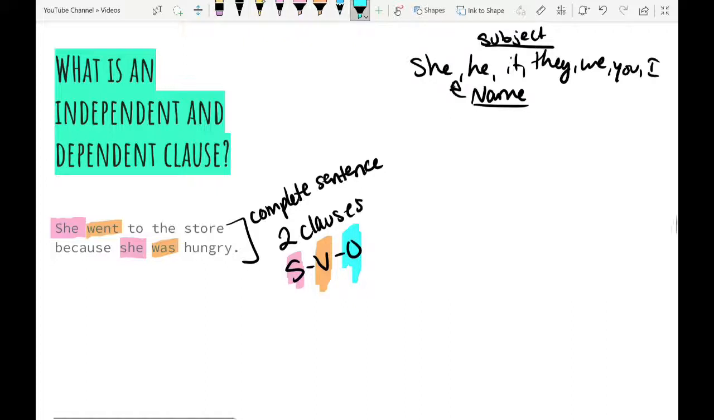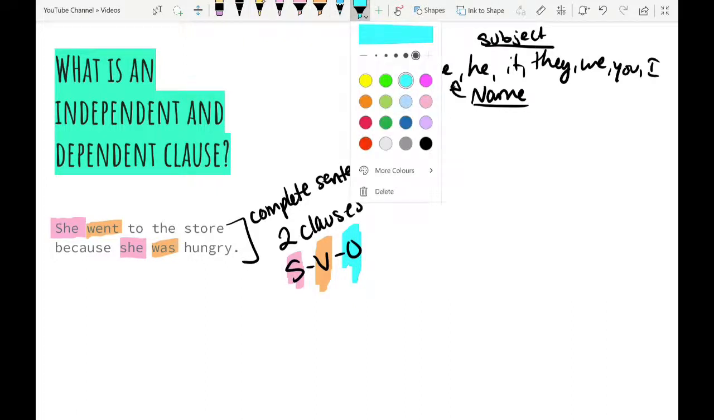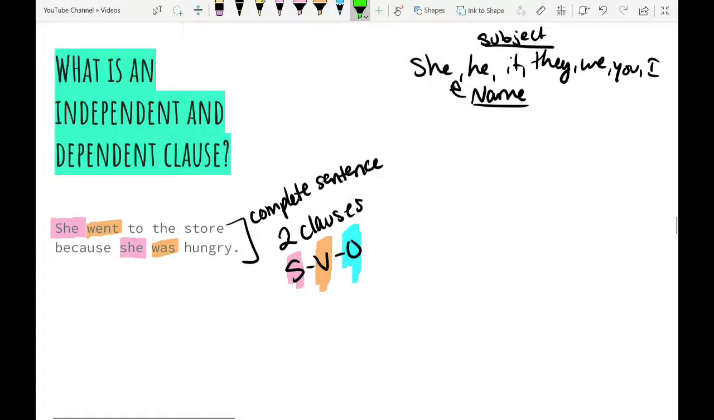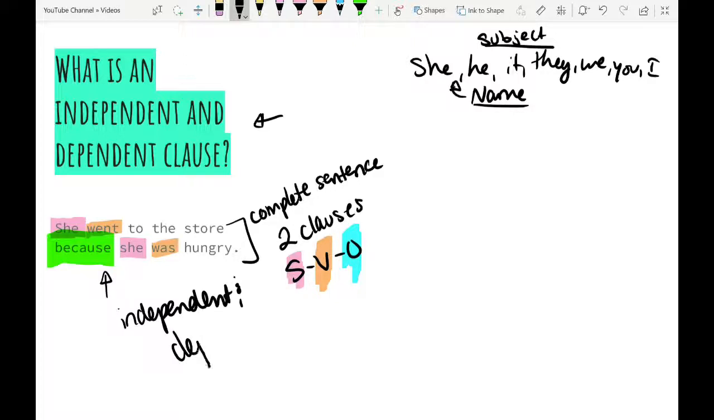The one thing I really want to point out to you, and we're going to make this green, is this word "because." Because right there is showing us that we are linking two of these clauses together, independent and dependent.